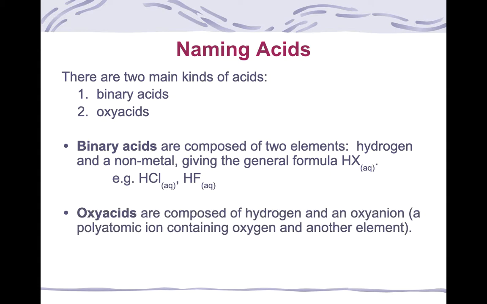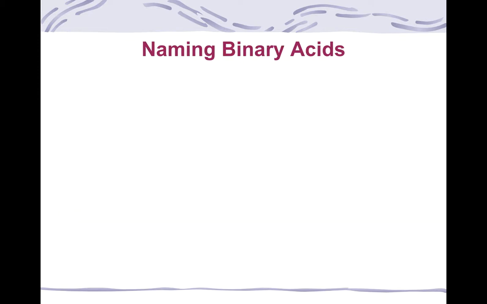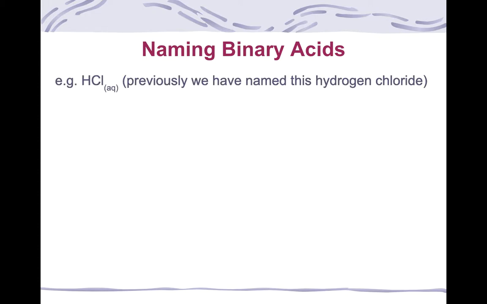The oxyacids also have hydrogen, and then their anion is an oxyanion. If you remember back from earlier studies, those are the polyatomic ions containing oxygen and another element. So nitrate, sulfate, phosphate, those guys. Some examples are HNO3, H2SO4. So how do we name these? Let's look at binary acids first.